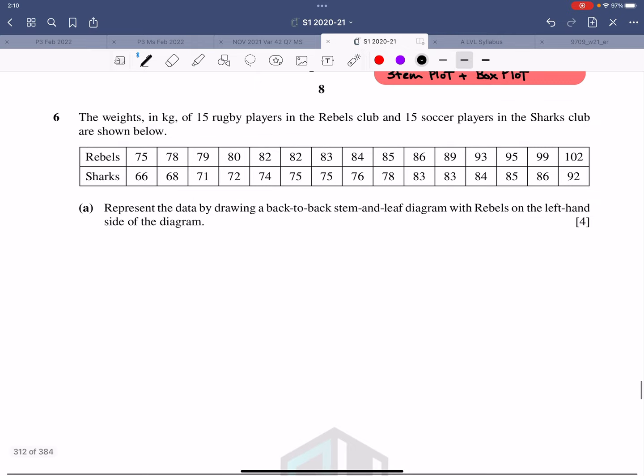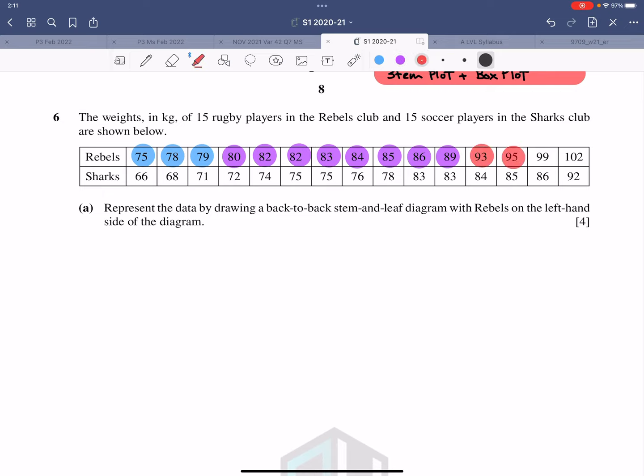Now the lowest value of Rebels that you can see, let me mark it, is somewhere over here. It's already arranged in ascending order. The lowest value of Rebels is 75, highest value is 102. For Sharks, it's 66 and 92. That's good that they have already arranged it. Let me make groups out of it. The first group is 75, 78, 79. The second group is 80, 82, 82, 83, 84, 85, 86, 89. And in the 90s you have 93, 95, 99. And 102 would be in the other group.